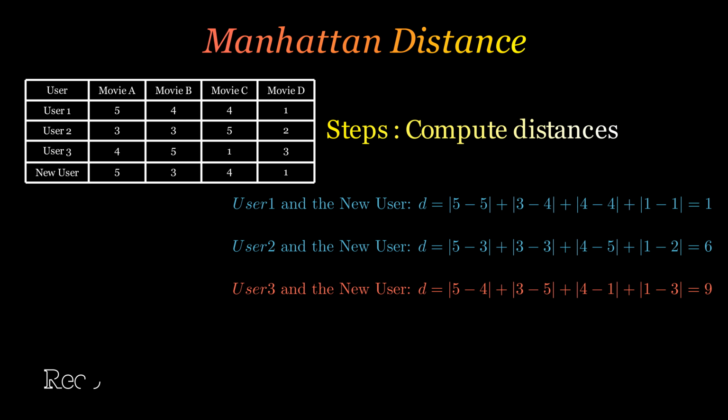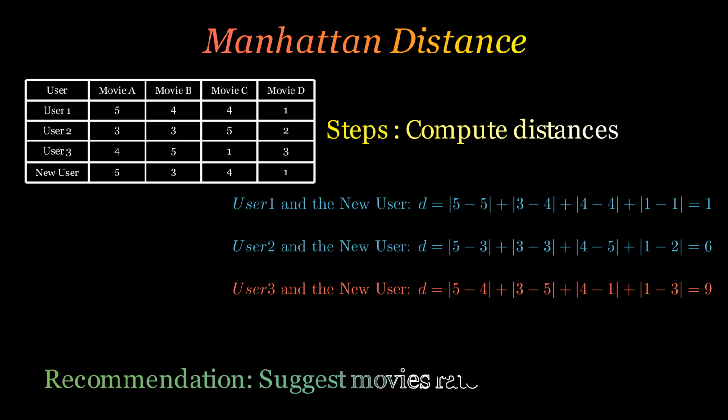From these calculations, we observe that user 1 has the smallest Manhattan distance to the new user. This means user 1's preferences are most similar to the new user's preferences. Hence, we can recommend movies that user 1 rated highly, which the new user hasn't watched yet.